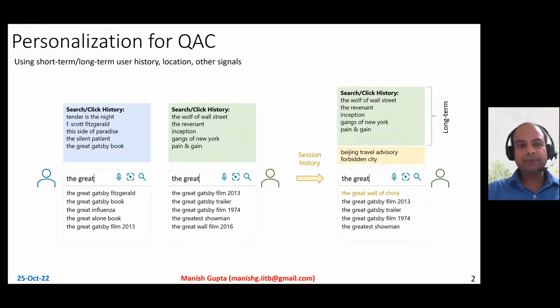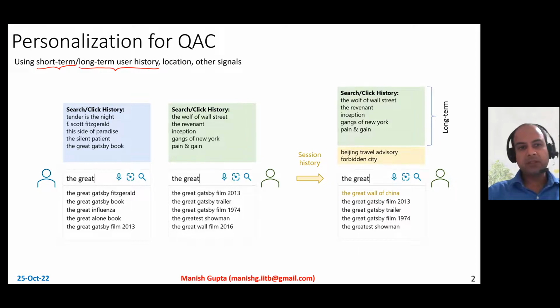What is personalization? To come up with more effective suggestions for query auto-completion systems, it might be better to come up with suggestions which are relevant to the short-term session history of the user or to long-term user history across sessions, or it could be personalized with respect to the location of the user, or it could also leverage other kinds of signals for personalization, like browsing history from the user.